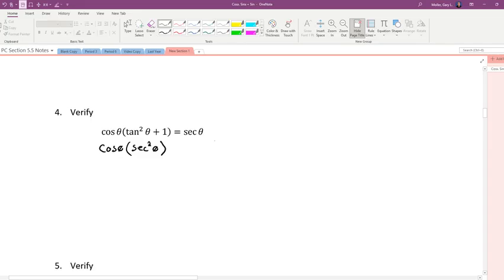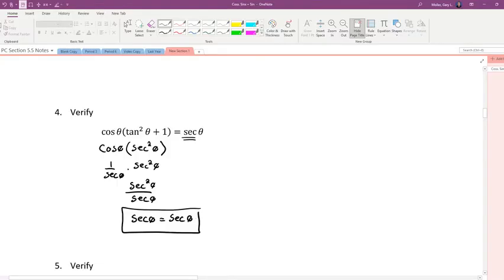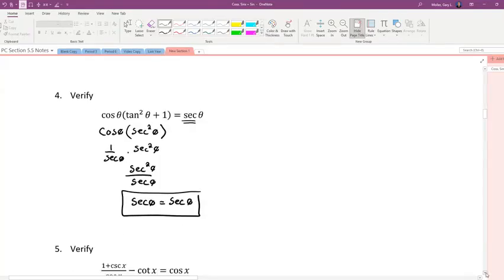So what are we going to do with that? Cosine I could rewrite as 1 over secant of theta, which I wouldn't normally do, but I'm looking at my target. And so that times secant squared of theta, of course, becomes secant squared theta over secant of theta, which becomes secant of theta. Please remember, we need to not skip steps when you're showing a step-by-step pathway to the answer.